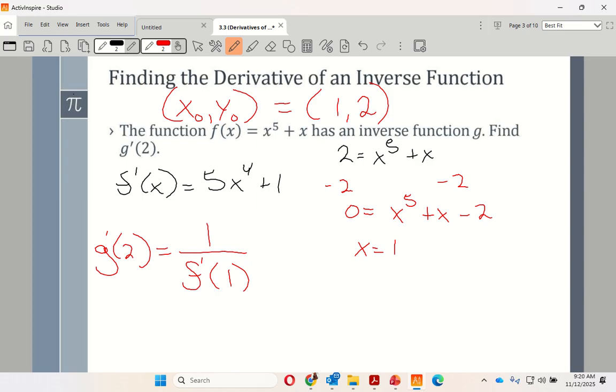The hardest thing was actually finding my x given my y. That was the hardest thing out of all this. I did my derivative here. So now g prime of 2 is equal to 1 over, let's see what we get here. As we plug in 1, we're going to get 6. So 1 to the 4th is 1, times 5, plus 1 is 6.